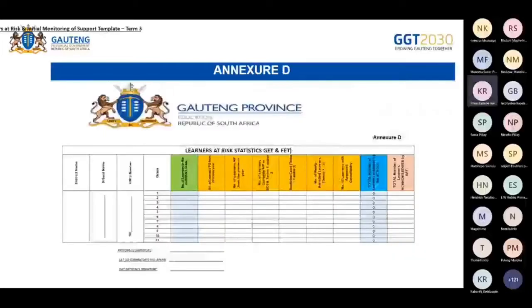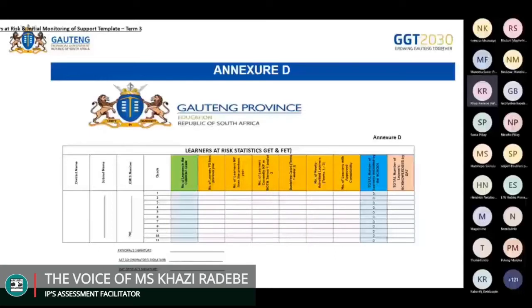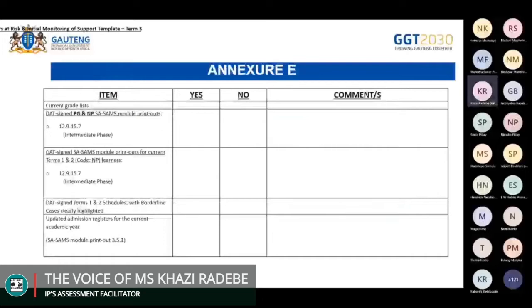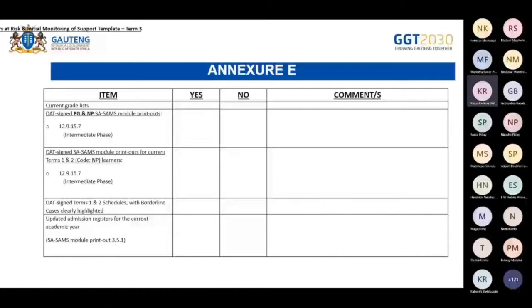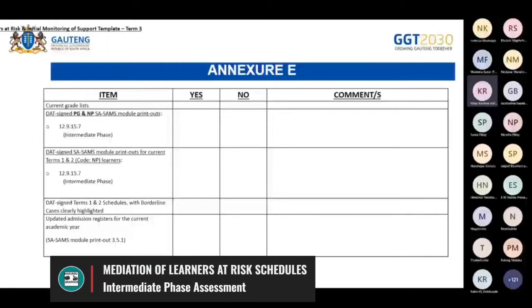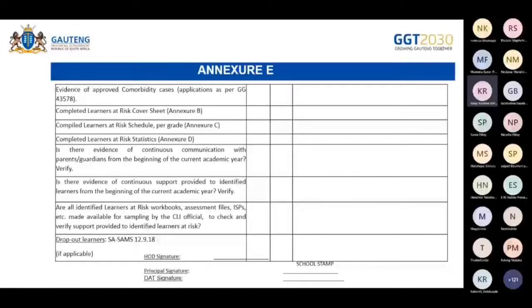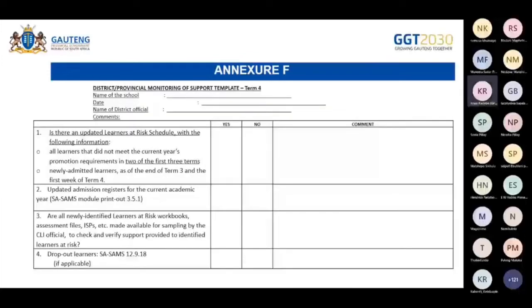That is the Annexure D, colleagues, that you are going to fill your part and then we would fill what needs to be filled by the district assessment team. And then Annexure E is our instrument for monitoring. You don't have to worry about it. It is us when we are with you who would request the following as they appear on our tool. That is the continuation of our Annexure E. And then Annexure F is our monitoring instrument again for term 4.